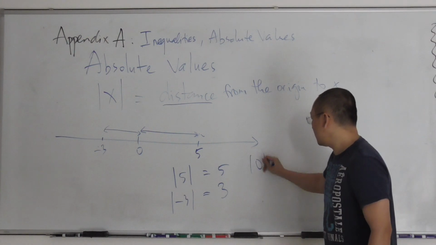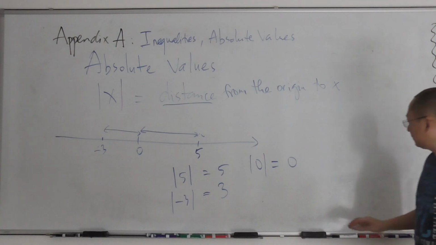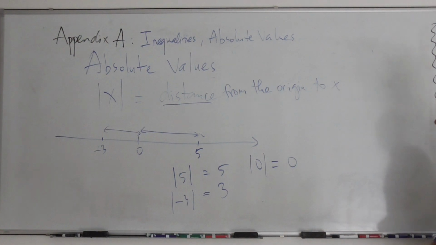What about the absolute value of 0? It is 0, because the distance from 0 to itself is 0. Sounds good? So, keep it here for a minute.